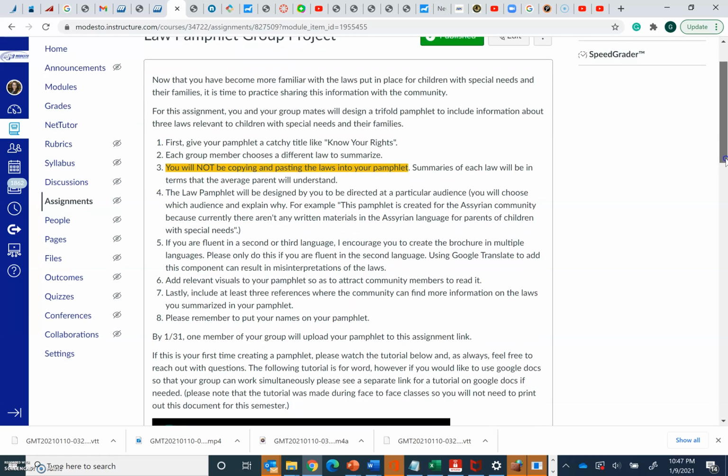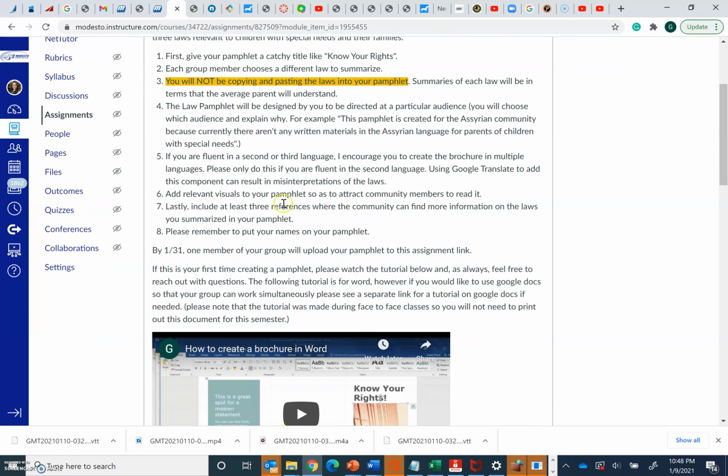Let's move forward. What I'd also like you to do is add relevant visuals to your pamphlet. So what I mean by relevant visuals, let's say you're writing about ADA requirements and you put a child on a skateboard. Technically, that's not related. It's not relevant to your topic. So make sure your visuals are not only relevant, but they're also diverse. Pay attention to what images you have and what your images say about who your target audience is.